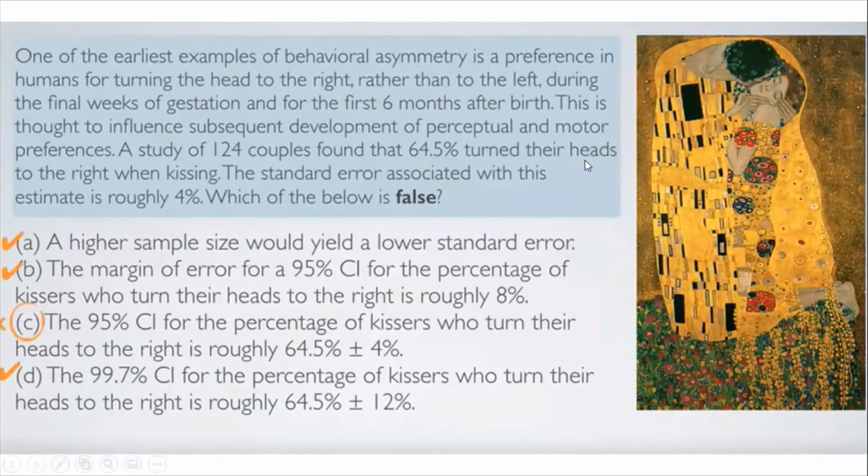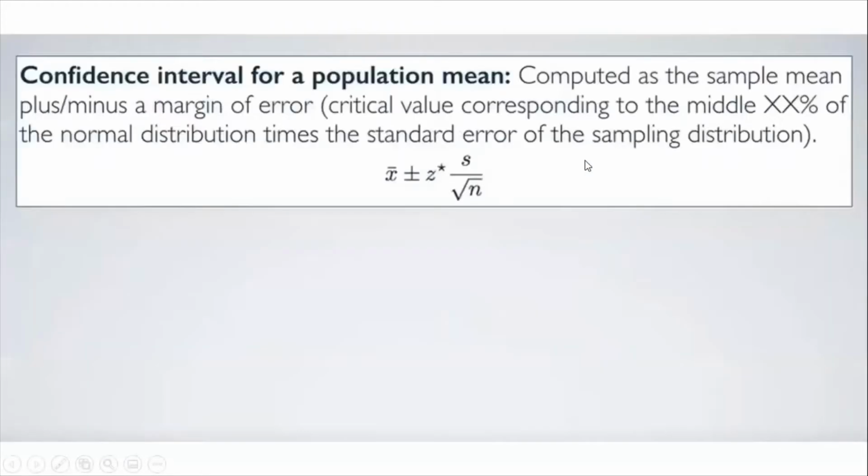Next, what is the confidence interval for a population mean? Basically, it's a point estimate, the sample mean, and then you plus or minus the margin of error. So this one is the point estimate, and this one is the margin of error.